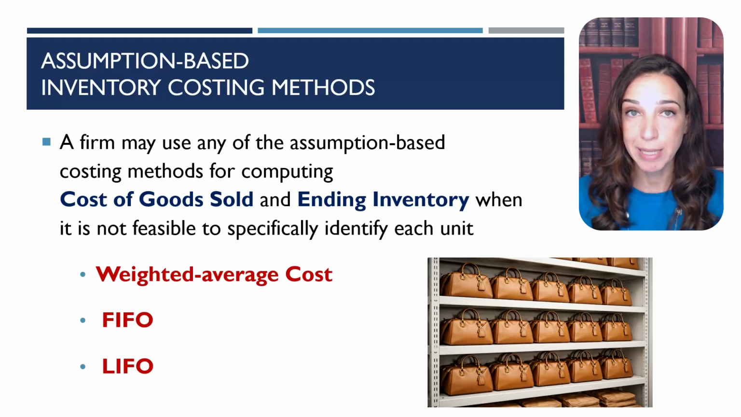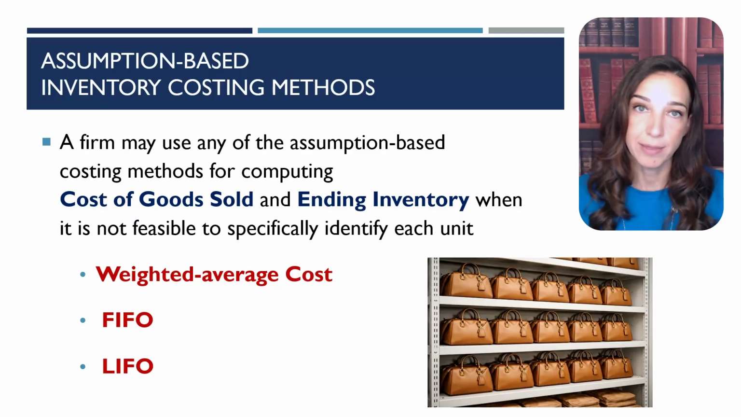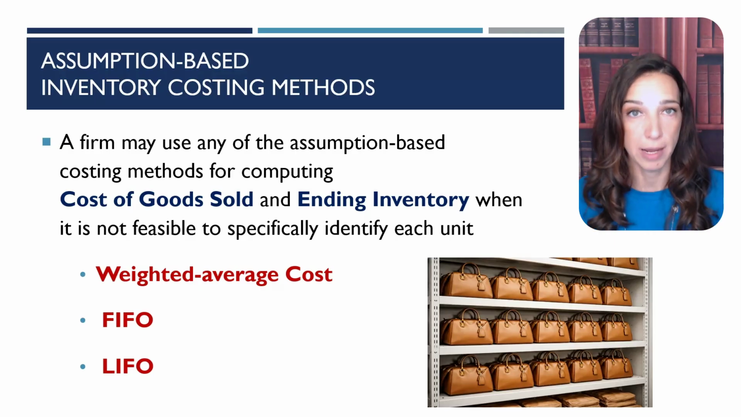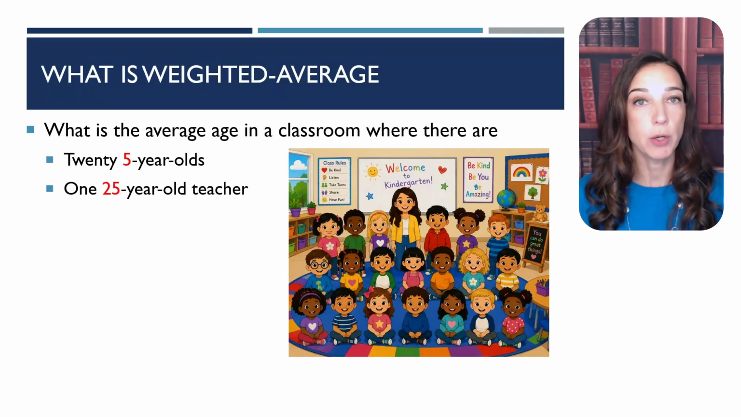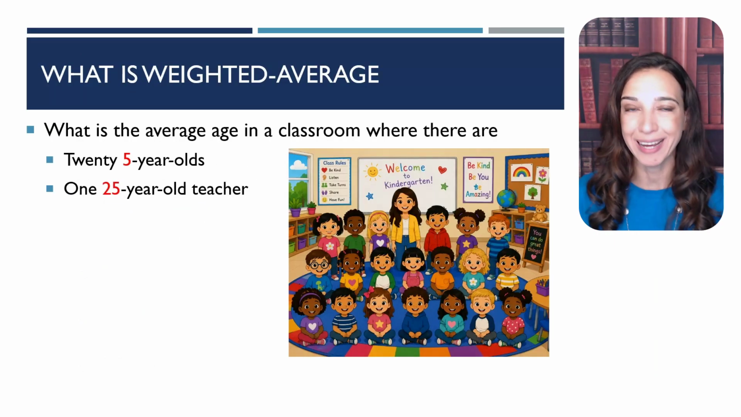The three methodologies that I will cover in this video are the most common one, which is the weighted average cost, the first in, first out, or FIFO, and the last in, first out, or LIFO. The first methodology that I'm going to talk about is the weighted average. And before we get into the accounting, let's just do a little bit of math to make sure that we're all on the same page in terms of what is weighted average.